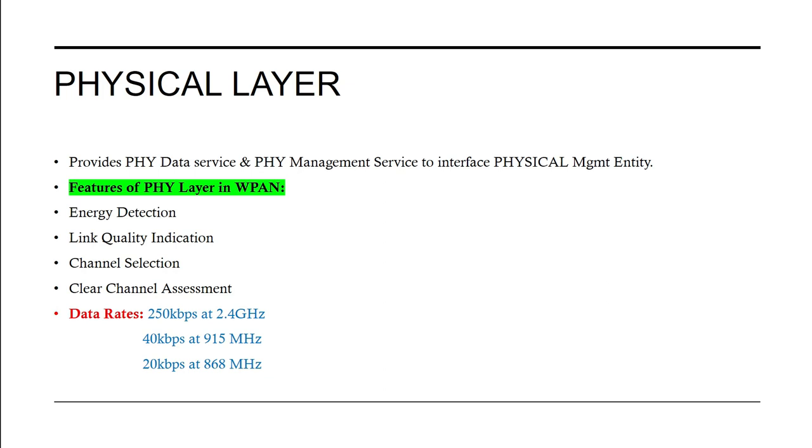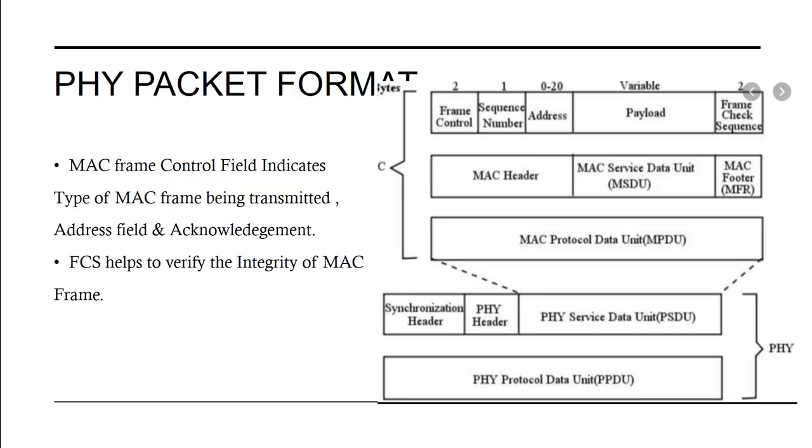The physical layer we are going to learn in detail. The physical layer provides a physical data service and a physical management service to interface with the physical management entity. The features of the physical layer in WPAN are that energy will be detected, since the link quality indication will be there, and channel selection can also be done in the physical layer, along with clear channel assessment. So it will be clear when it is free from transmission. The data rates are 250 kbps at 2.4 gigahertz, 40 kbps at 915 megahertz, and 20 kbps at 868 megahertz.